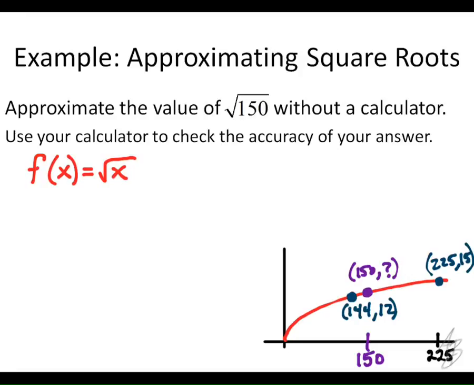Not at 150. Here's the thing. We want to approximate the value at 150, but we don't know what the value at 150 is. So if we don't know what the value of the function is at 150, then we can't really write the equation of the tangent line, right? So if we want to write the equation of the tangent line, we need to know what the y value is also. So where do I know what the y value is? At 144, right? So I want to look at the tangent line through the point (144, 12). Let me move that just a little bit here.